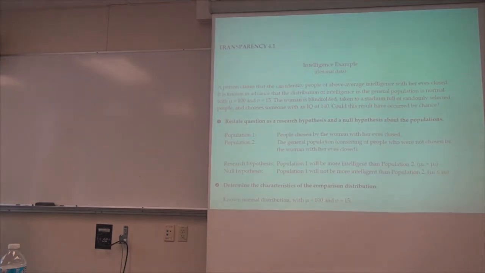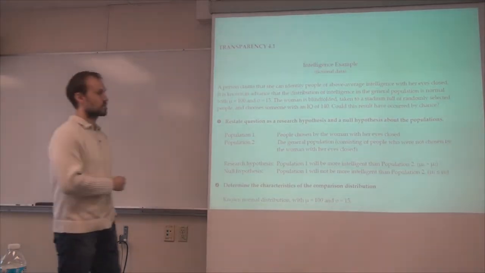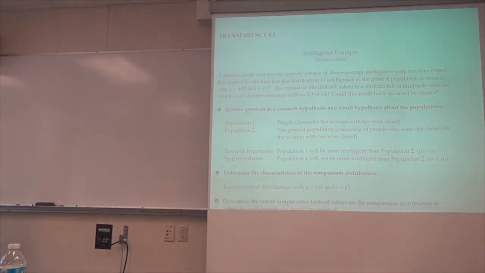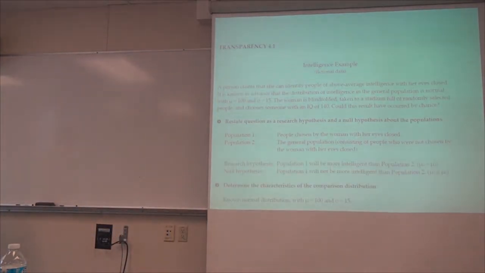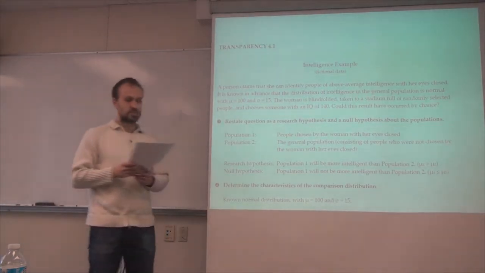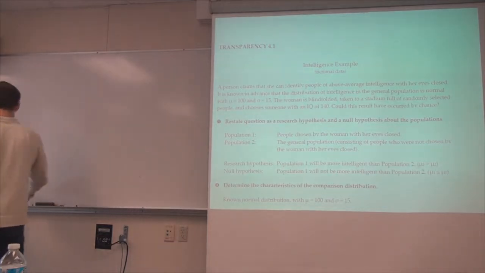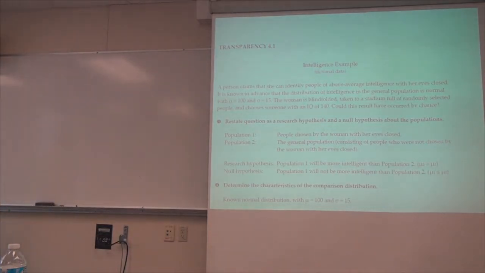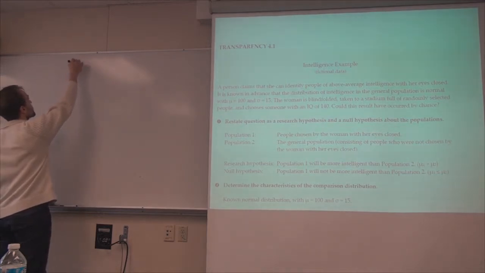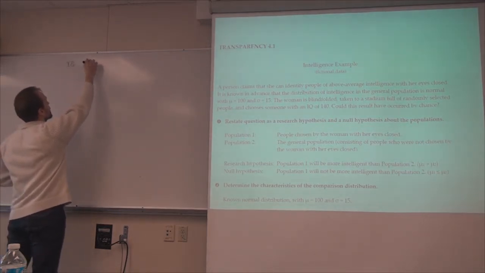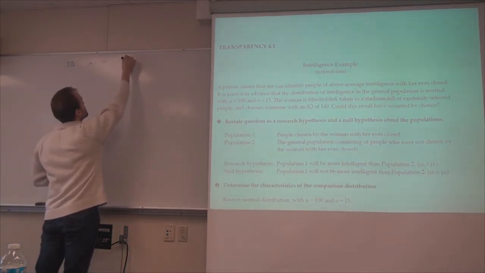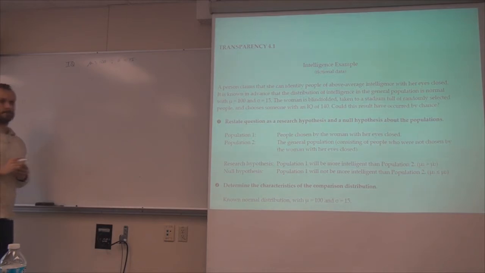And I know that the population in general behaves according to a normal distribution. So before we go ahead, let's just think about this. Let me write this down a little bit. So my population has, I'm looking at IQ values, and the mean is 100, standard deviation is 15.